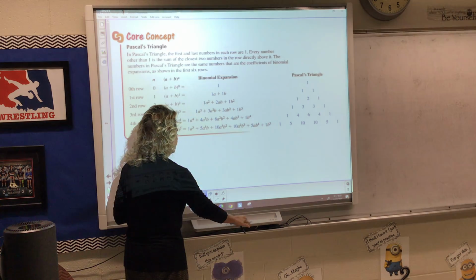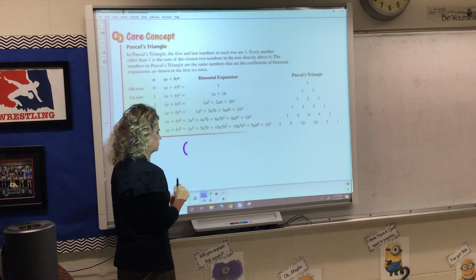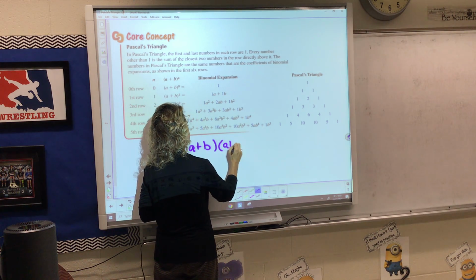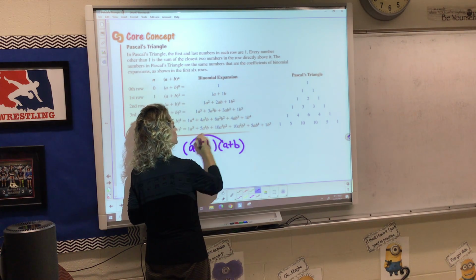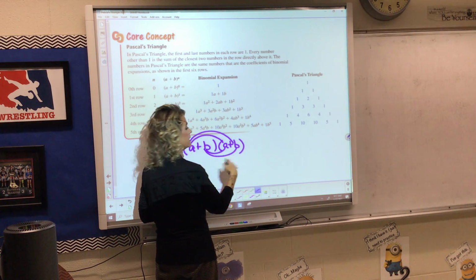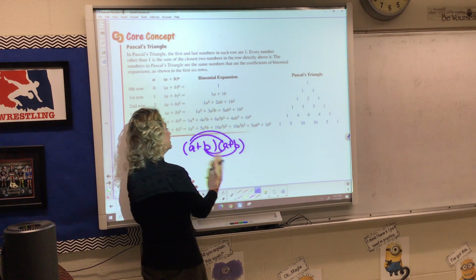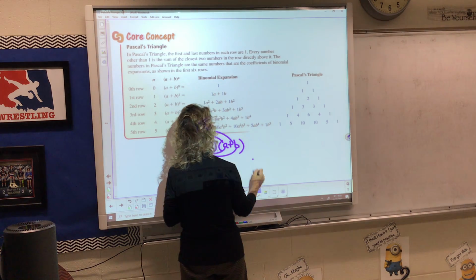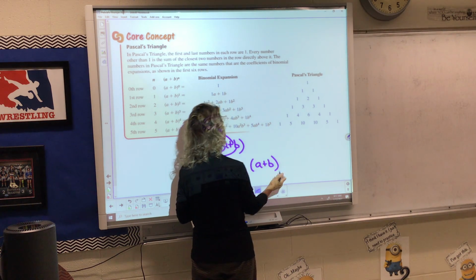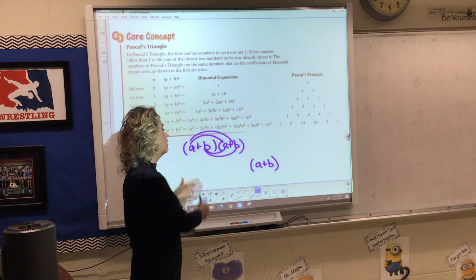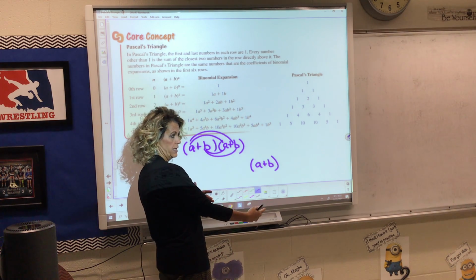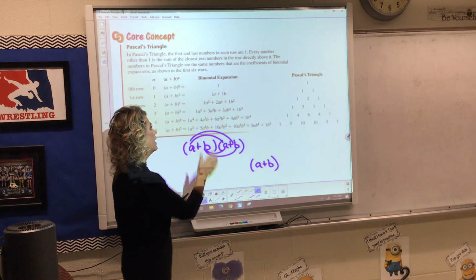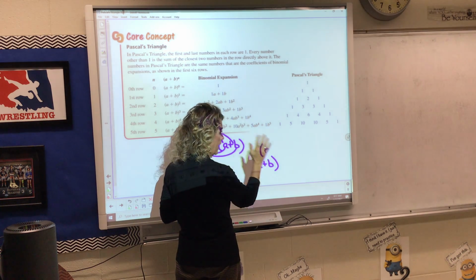We can use our FOIL method. There we go. A plus b times a plus b, and we can go first, outside, inside, last. Yes? We can do that. And then if we have another a plus b, if it's cubed, we can take that result and multiply it by a plus b. And if it's to the fourth power, we would take that result and multiply it by a plus b. So it just gets longer and longer and longer. Yes? Okay, well, Pascal's triangle helps us.